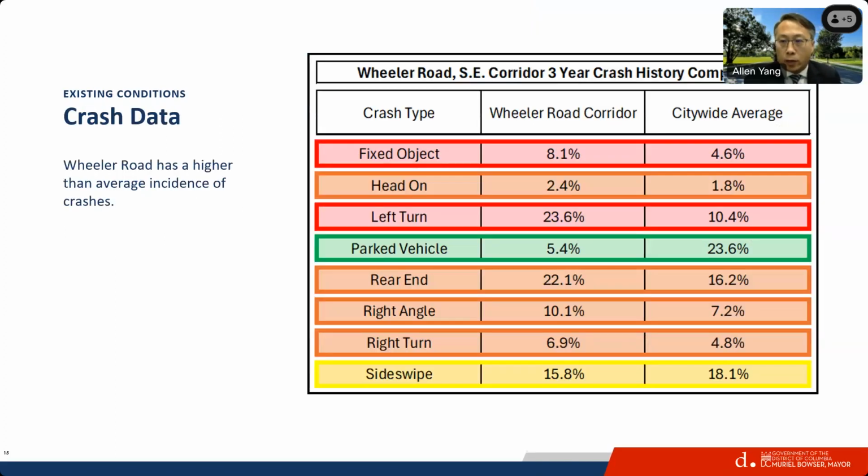This is a quick summary of the corridor 3-year crash history. What's summarized here is a comparison of the Wheeler Road corridor compared with city average, the DC average. As you can see, many types of crashes we have higher than city average, such as the fixed object type of accident, left turn type of accident. If you look at parked vehicle, that percentage is lower than the city average, probably because of the lack of parking demand on this corridor.